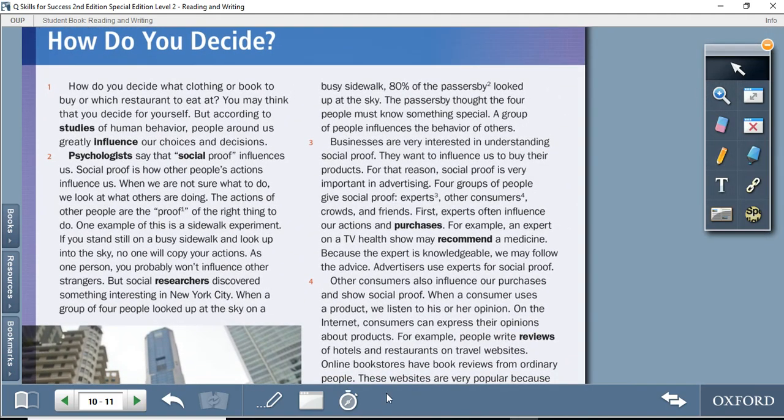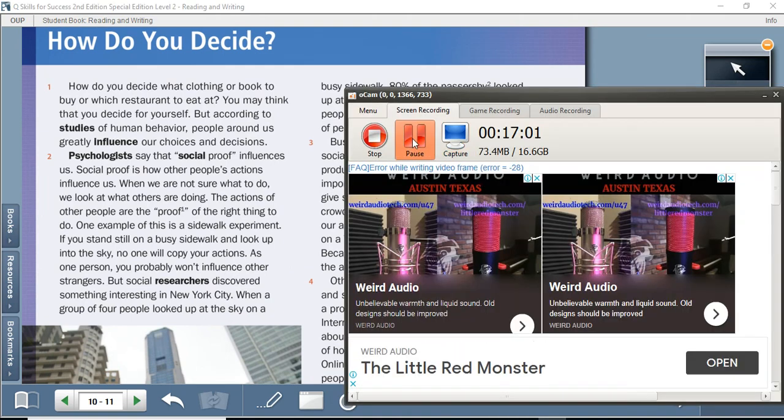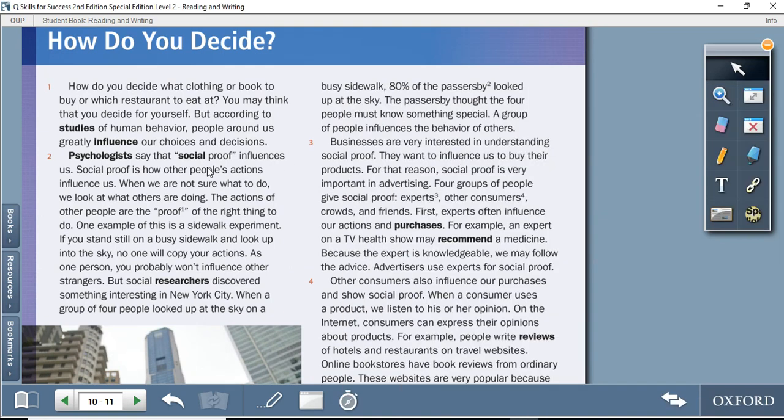Moving on to the reading section on page 11. How do you decide? How do you decide what clothing or book to buy or which restaurant to eat at? You may think that you decide for yourself, but according to studies of human behavior, people around us greatly influence our choices and decisions. Psychologists say that social proof influences us. Social proof is how other people's actions influence us. When we are not sure what to do, we look at what others are doing. The actions of other people are the proof of the right thing to do.